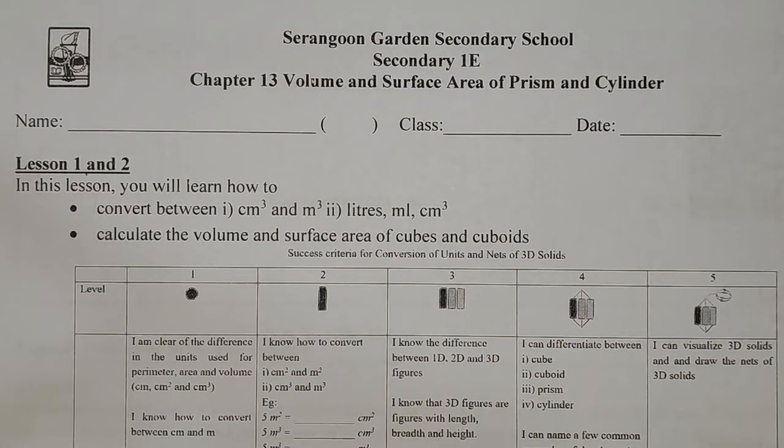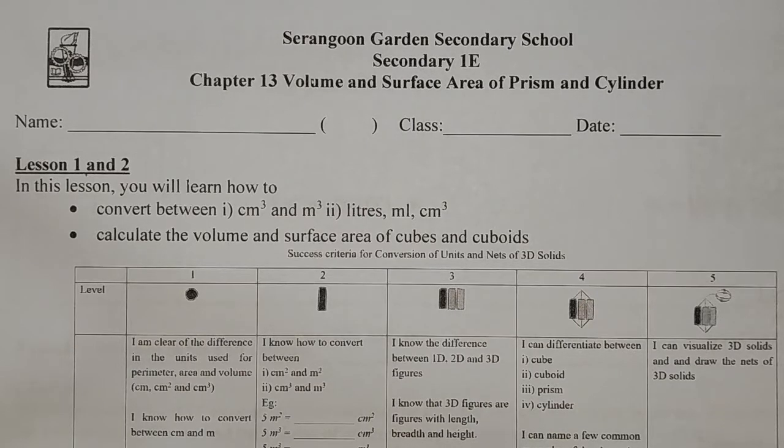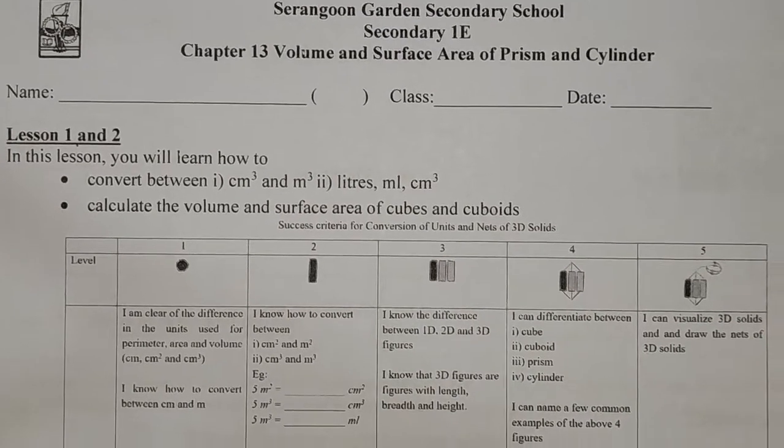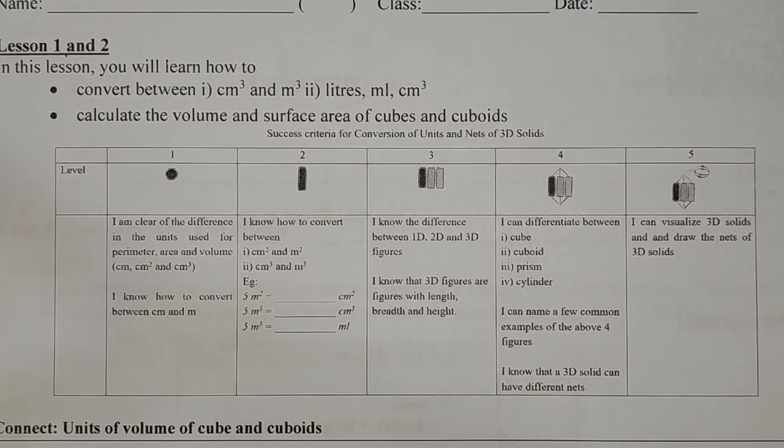Hi everyone, this is for chapter 13, volume and surface area of prism and cylinder, lessons 1 and 2. You should have your notes in front of you. First, let us go through the objective for this lesson. As you can see, the prerequisite knowledge, and for today's lesson you'll be on this.